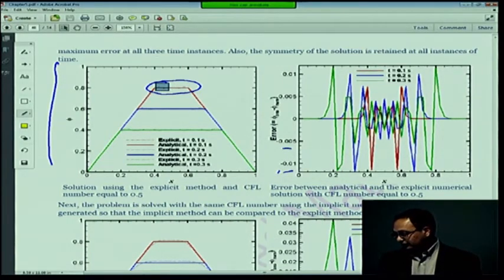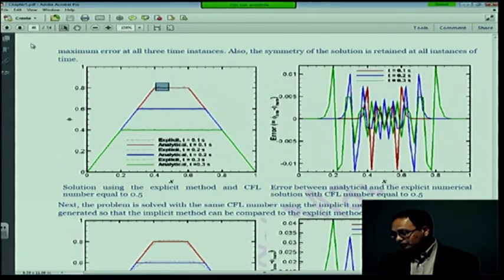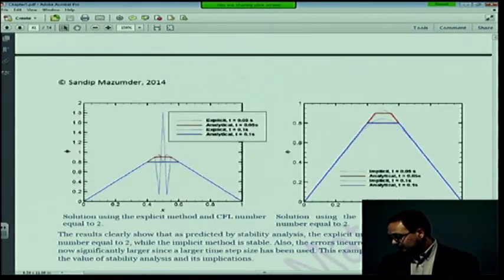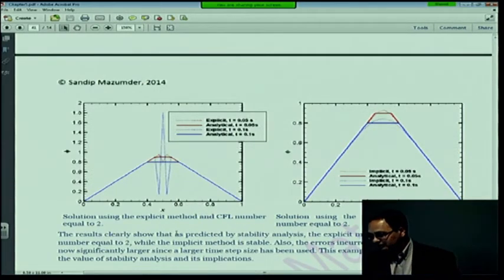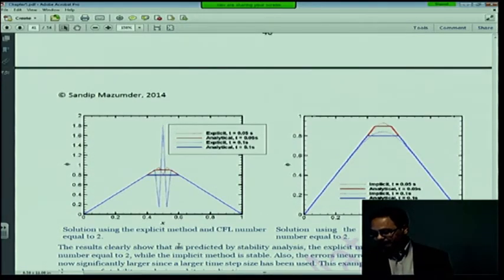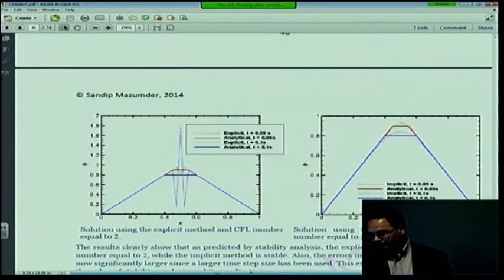All right, now I'll skip forward and show you what happens when you use higher CFL numbers. This is what happens when you use a CFL of 2. Look at the left figure here. Forget about the right figure; we'll get back to it later.